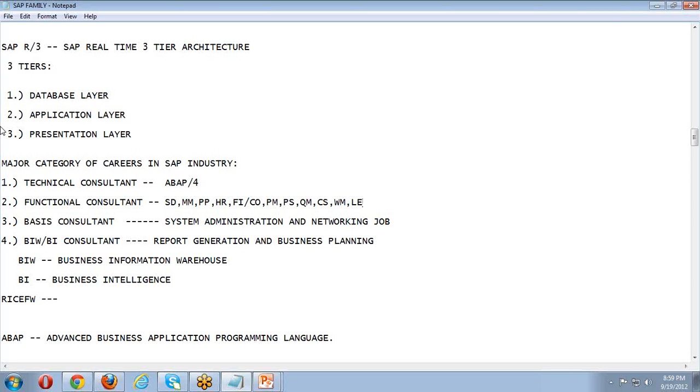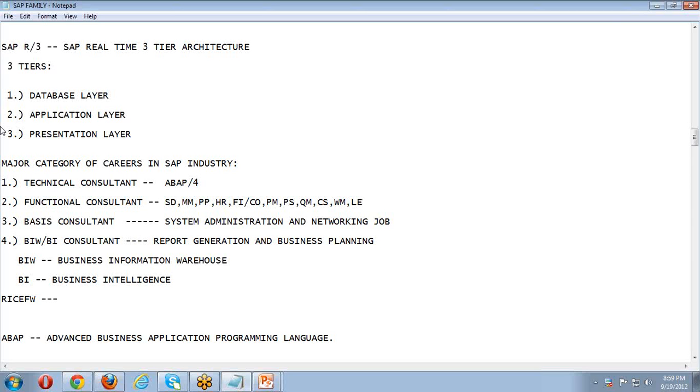A bunch of technical objects are stored in one package, and a bunch of functional objects are stored in a different package, and these packages are transported to the quality server for quality analysis. And who will transport this? In real time, the transportation job is done only by Basis consultants. Basis consultants, as we discussed earlier, are the people responsible for user management, authorization management, transportation of objects, installation activities, etc.